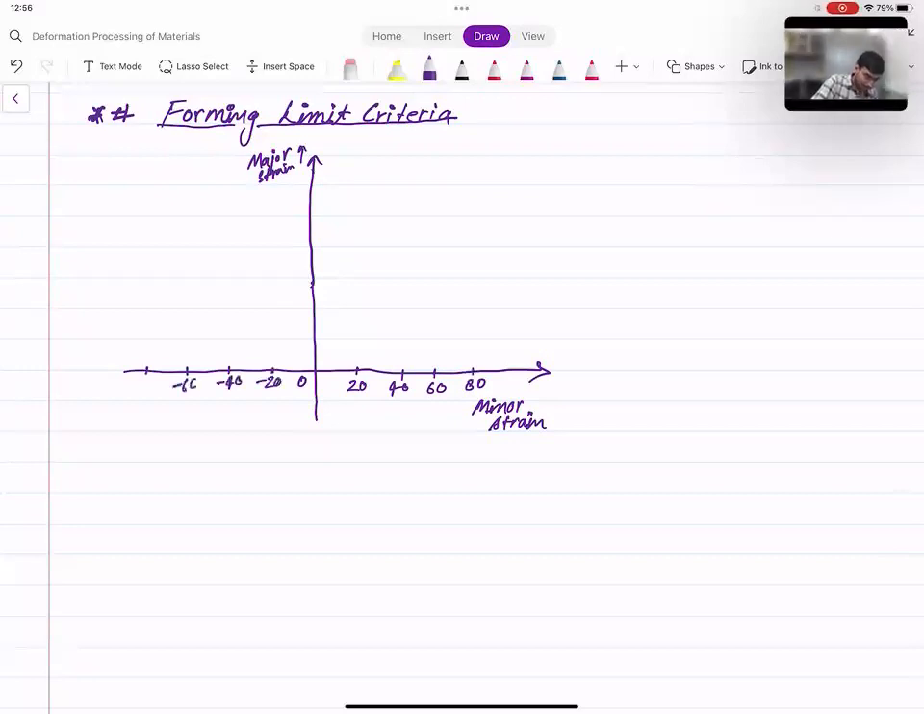Minus 40, 60. Okay, so these are the values. Now, what Keeler did was he studied the tension behavior, and he predicted these values and put them. Let me draw the y-axis values first, then it will be better to understand.